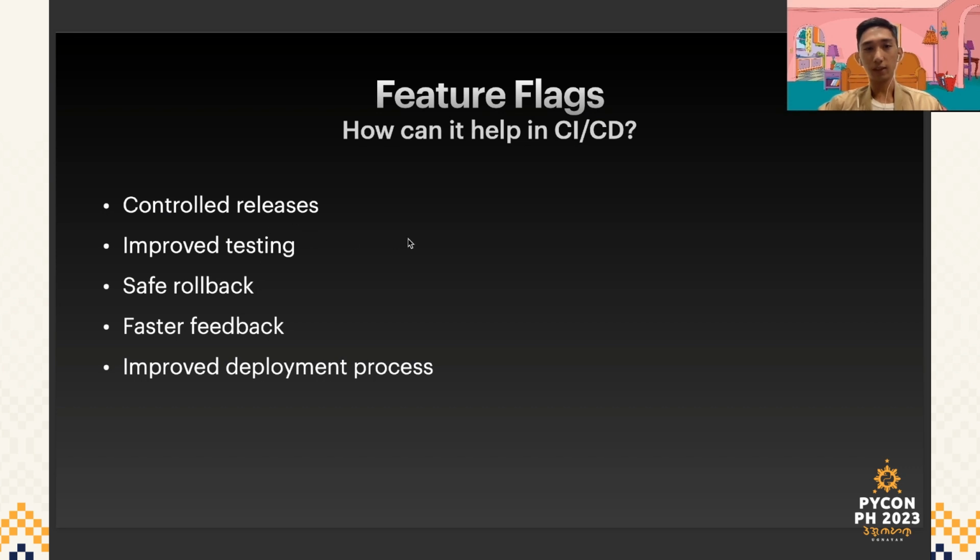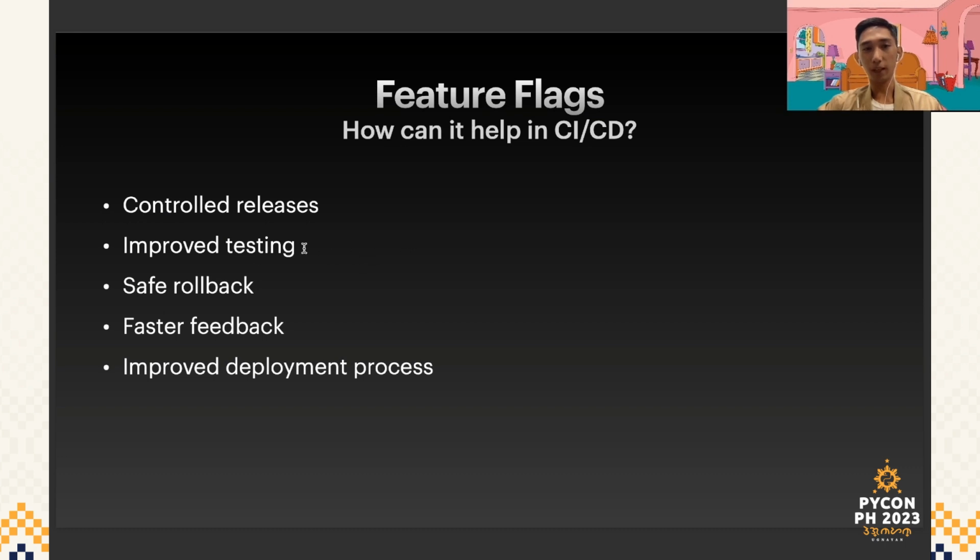So first one is controlled releases. Since we can enable and disable a specific feature, we can easily control what features will be delivered to the customer, even if it is already on the code base.